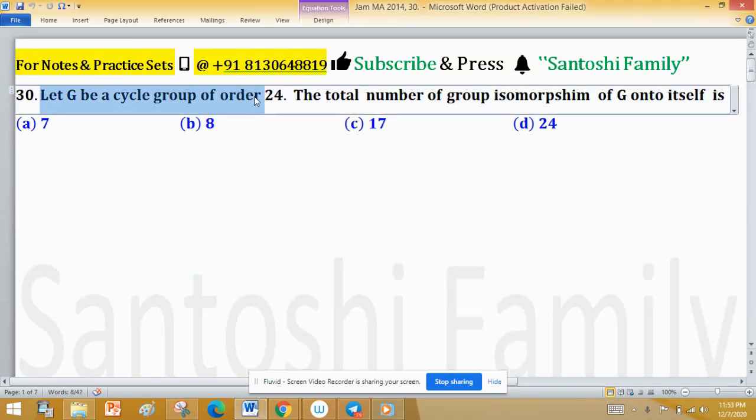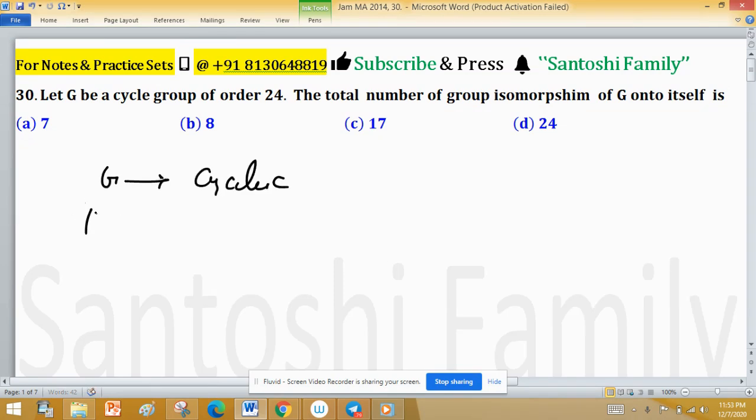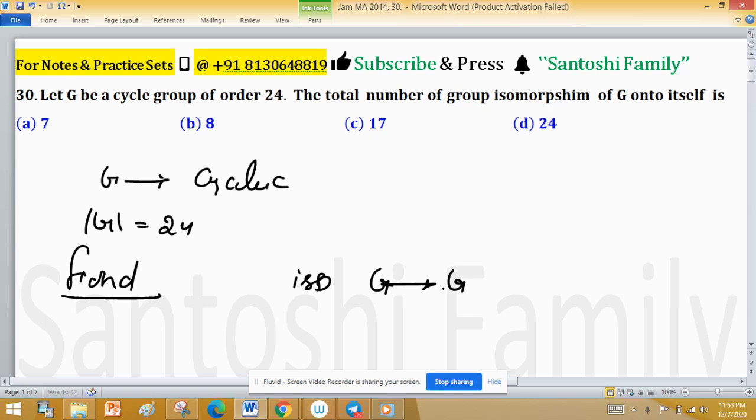Let G be a cyclic group of order 24. The total number of group isomorphisms of G onto itself is. 4 options are given to us and we have to find the right option. As G is cyclic, and order of G is 24, then we have to find the total number of isomorphisms from G to G, because these are the same group, and same group composition.